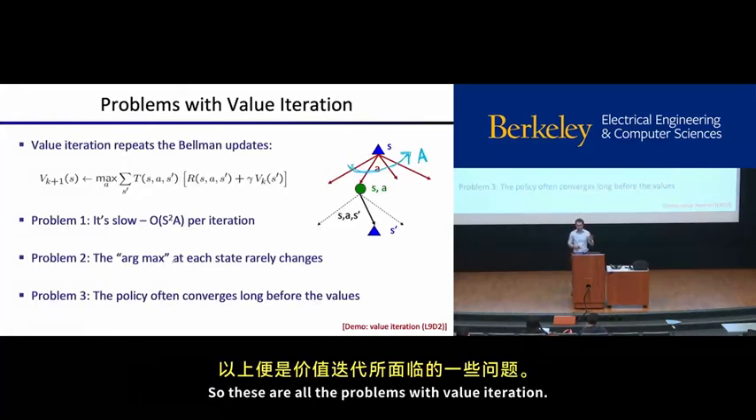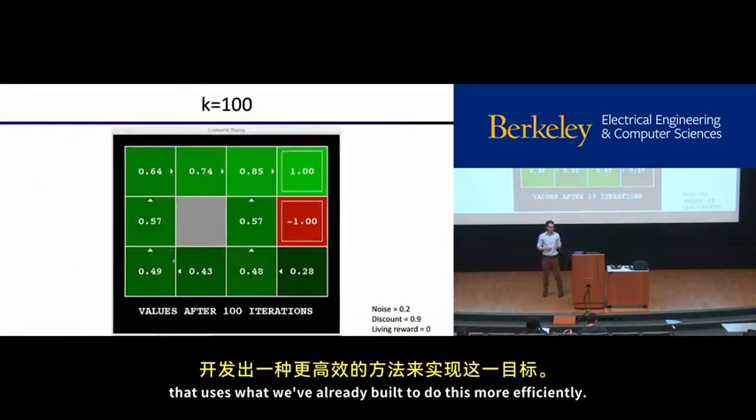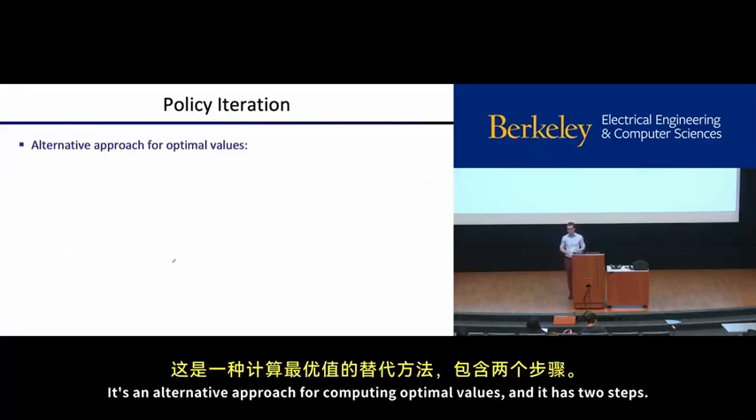So these are all the problems with value iteration. And now we would like to try to develop a method that uses what we've already built to do this more efficiently. This is called policy iteration. It's an alternative approach for computing optimal values.